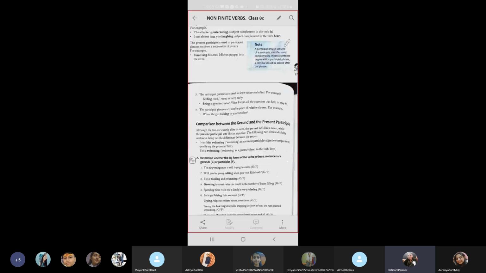How do we differentiate between a gerund and a present participle? So let us see. Although the two are exactly alike in form, the gerund acts like a noun while the present participle acts like an adjective. Please underline this. Gerund acts like a noun and present participle acts like an adjective. Let us see. I saw him swimming. Now, swimming is a present participle. In this sentence, it is a present participle adjective complement qualifying the pronoun him. I saw him doing what? Swimming.